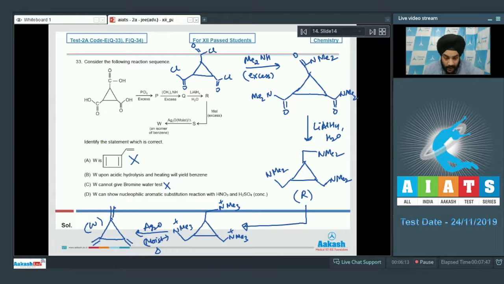Bromine can add on these double bonds. So W will decolorize the bromine water. If you talk about the last option now, W can show nucleophilic aromatic substitution reaction on reaction with HNO3 and H2SO4. So this is also not correct, students. This will not be able to show nucleophilic aromatic substitution reaction with nitric acid and sulfuric acid. So option D is also incorrect. So the only correct option is going to be option B, students. We can just look at the conversion.